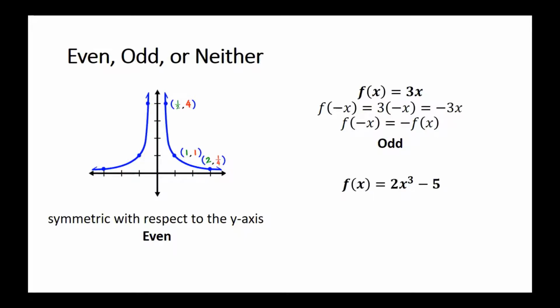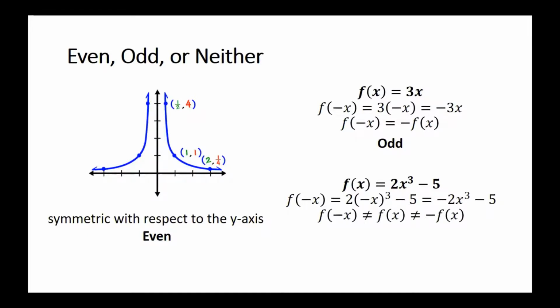f of x is equal to 2x cubed minus 5. Plug in negative x in place of x, we get f of negative x is equal to 2 times negative x cubed minus 5, which gives us negative 2x cubed minus 5. That's not the original function f of x, and it's not the negation of the original function. So f of negative x is not equal to f of x. It's not equal to negative f of x. Therefore, it is neither odd nor even.